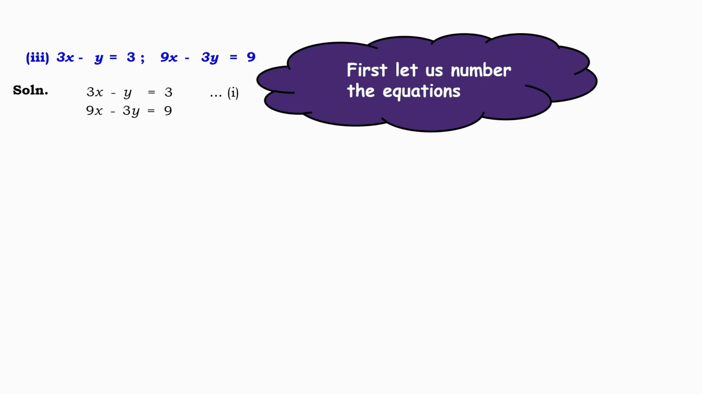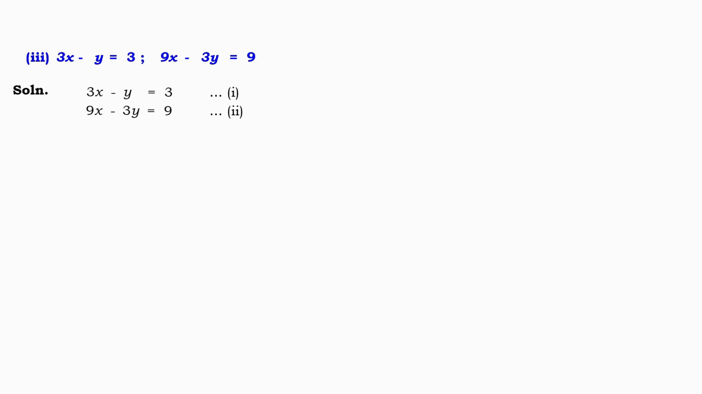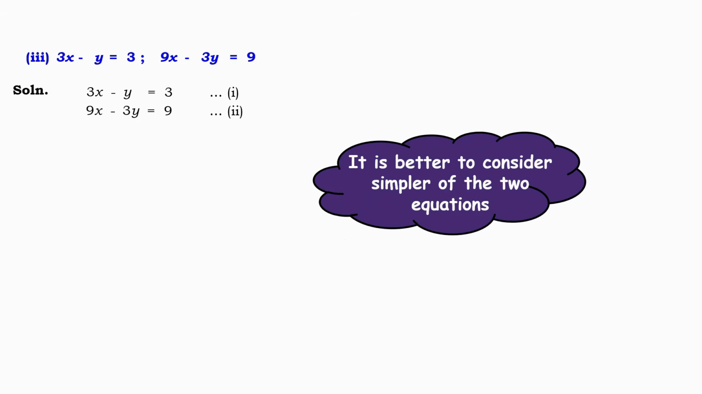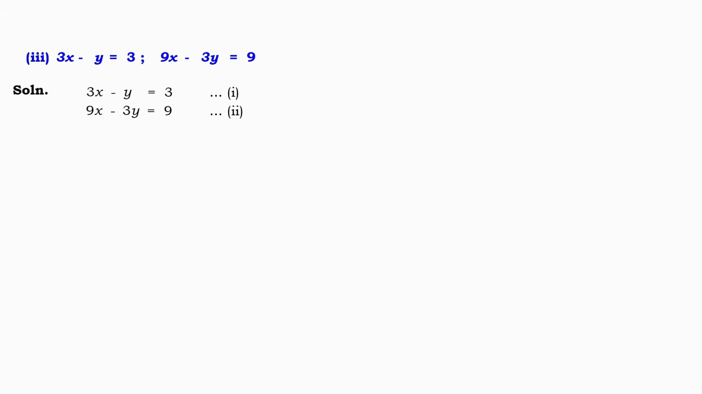Now let us look at the third example. The pair of equations is 3x minus y equals 3 and 9x minus 3y equals 9. First, let us number the equations. Equation 1 is 3x minus y equals 3. Equation 2 is 9x minus 3y equals 9. Now we apply the substitution method. Let us consider equation 1. 3x minus y equals 3.